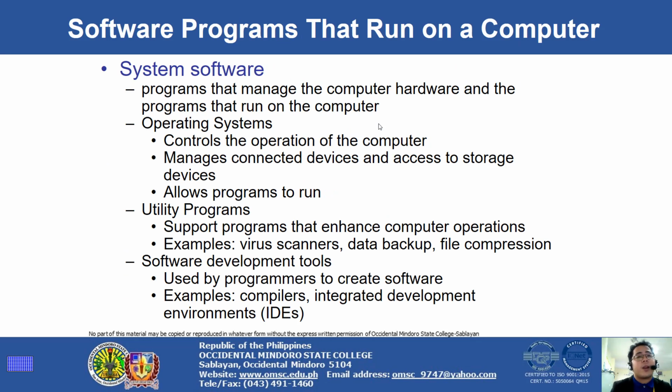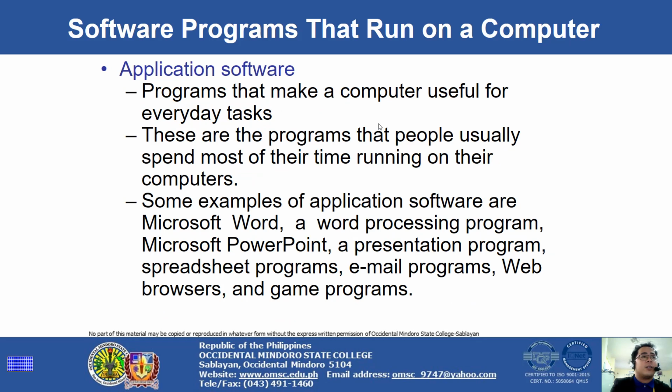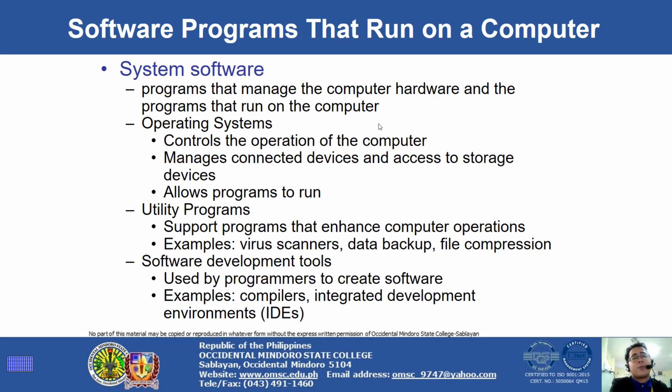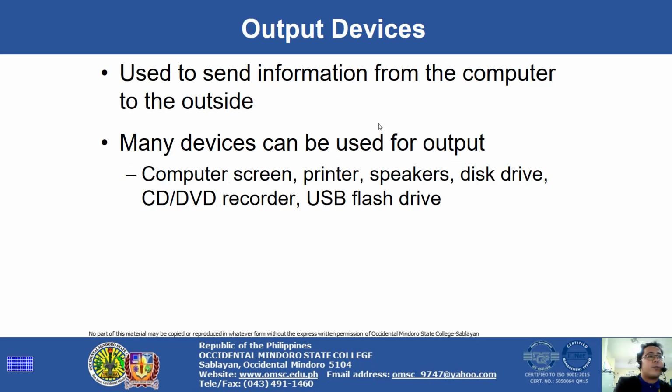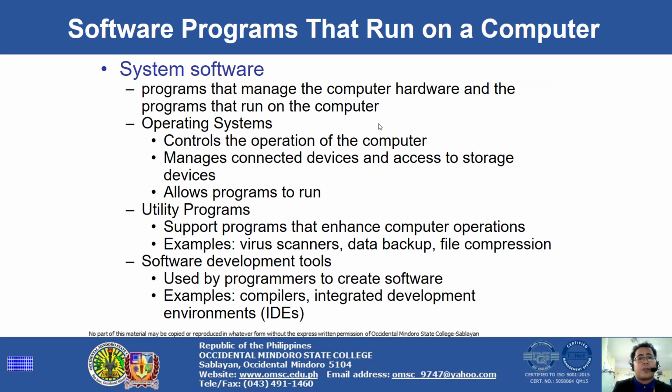I also discussed the system software. Kapag sinabi nating system software, we have three categories: the operating system, the utility, and the software development tool. Kapag sinabi nating operating system, ito yung mga operating system na ini-install natin sa ating mga computers and also in our mobile devices or smartphones. So ano ba yung mga klase ng operating system? We have Windows, the Mac operating system, Linux and Unix. And also for smartphones, we have Android. And for utility programs, we have virus scanners, data backup, file compression, yun yung mga examples ng utility programs.